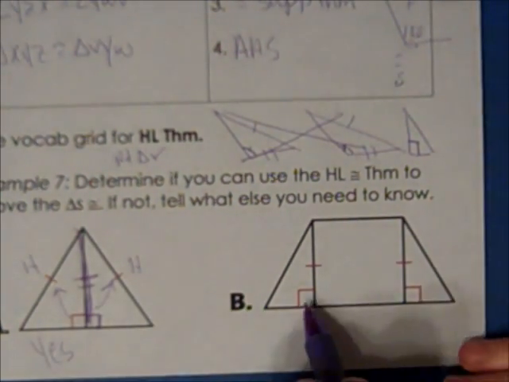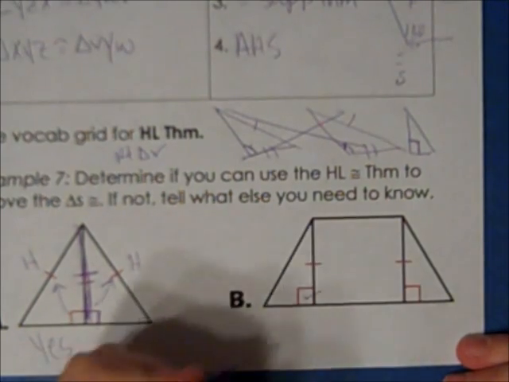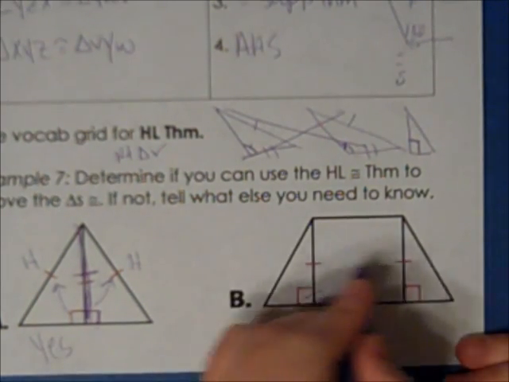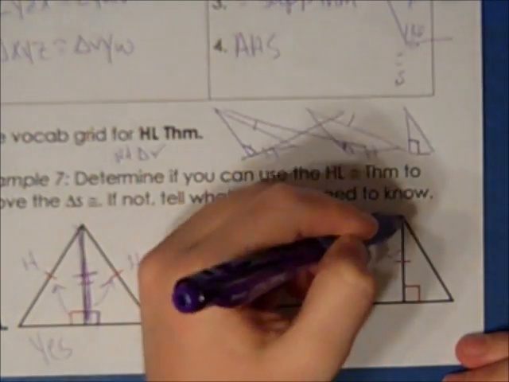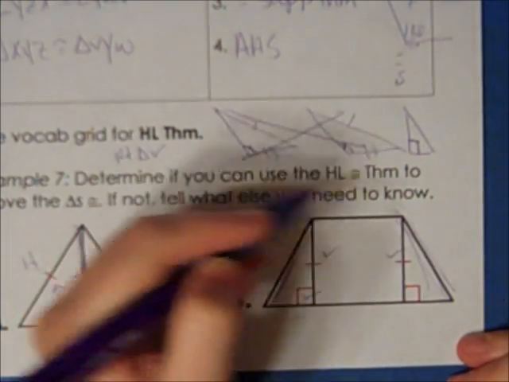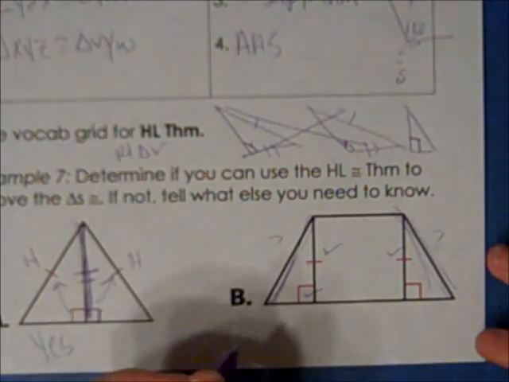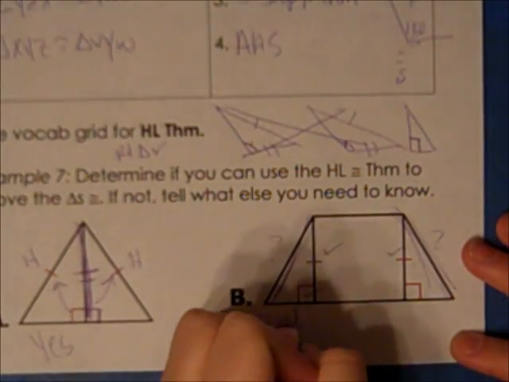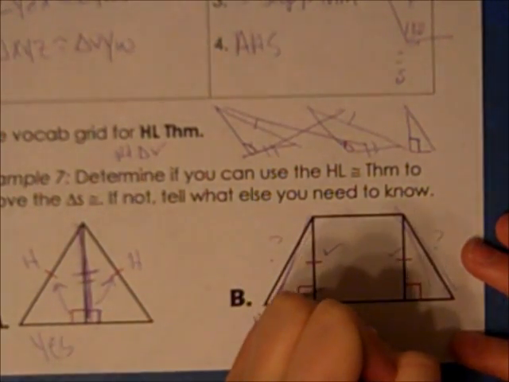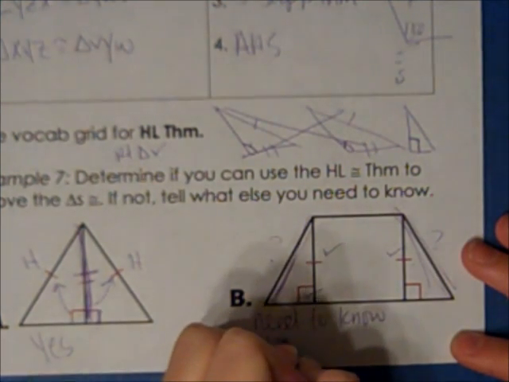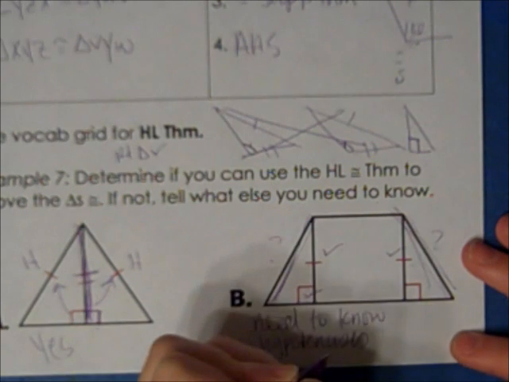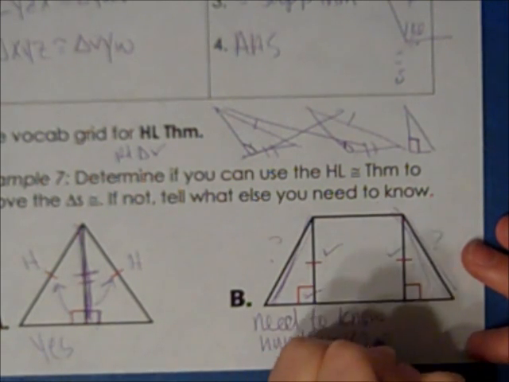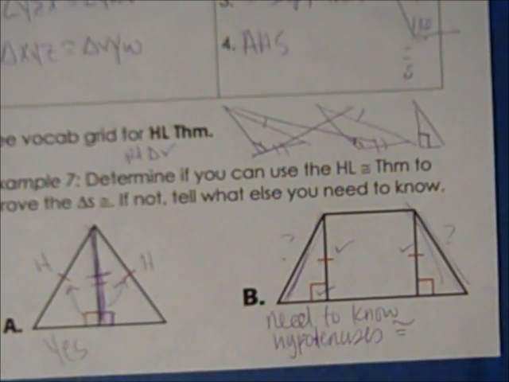And then B, yes, these are right angles, so that's good. We have that a leg is congruent, so that's good. But do we have any kind of information about the hypotenuse? No. So I would need to know that the hypotenuse, however you want to say that, is congruent. All right, see you tomorrow.